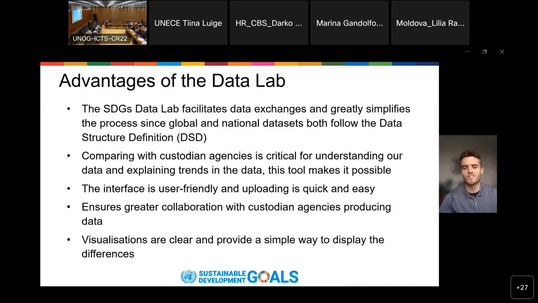Now, when it comes to visualizations, it produces a clear and simple way to display the differences. So looking at this, the Data Lab has a lot of key strengths, but there are also some difficulties of using the Data Lab that are incredibly important to weigh up when we're going to evaluate what activity we'd like to pursue further.